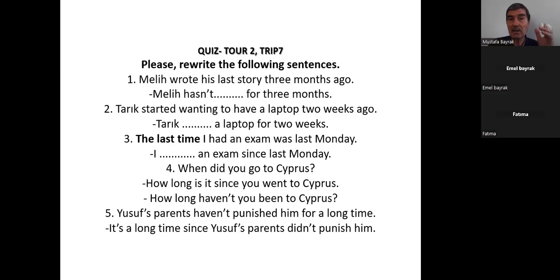Okay. Melih wrote his last story 3 months ago. Or Melih hasn't written any stories for 3 months. Yes, still he is not writing any stories. Okay, it means that he is not writing a story today. Even today, he wrote his last story 3 months ago, and that's it. Okay.